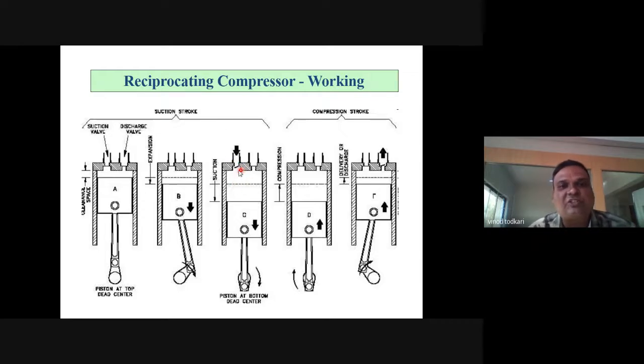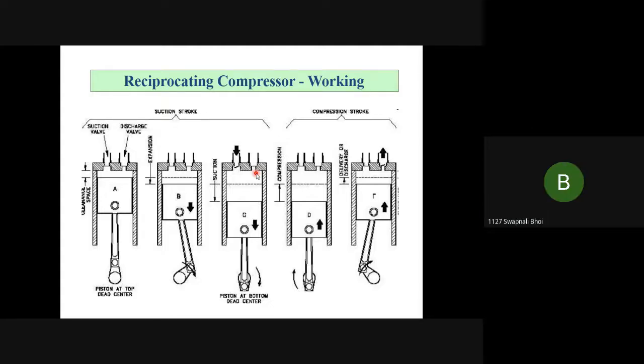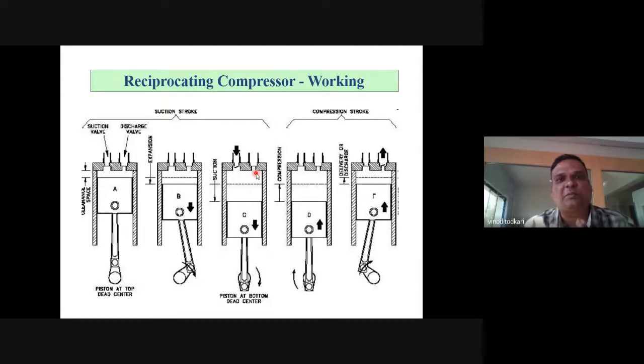Tell me honestly, is the suction stroke clear to you? What happens in the suction stroke? Suction means taking air inside, compression means compressing the air, and discharge means delivering the air. There are three things in a compressor, right? What three things? Suction, compression, and discharge. Tell me, what are the three operations in a compressor? Suction, compression, and discharge. Excellent. Let us understand one by one.